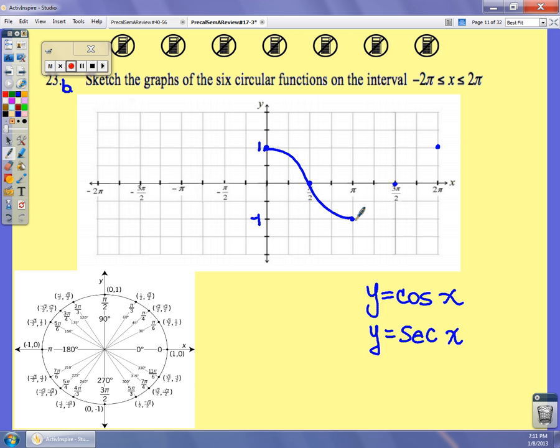Draw in one cycle of the cosine function, and then of course we can do the same thing on the other side to complete another cycle.